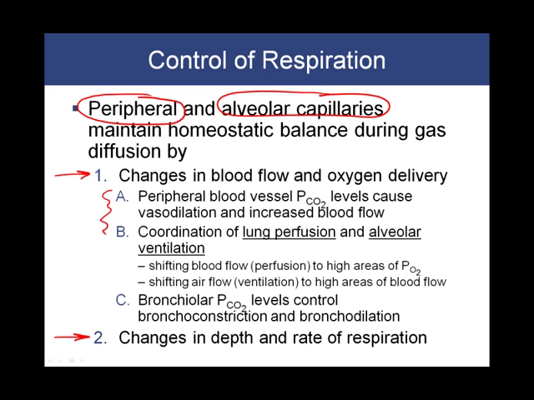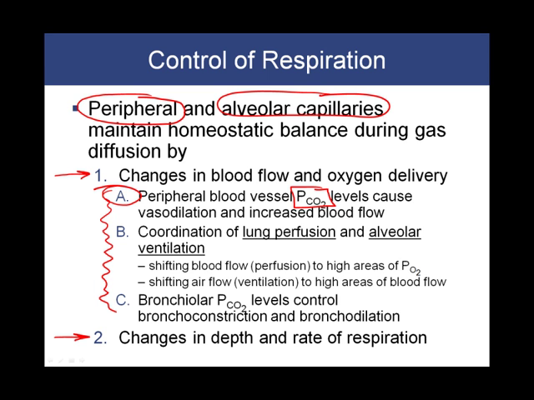So these three areas involve local control, or local changes being made, in order to maintain the homeostatic balance of oxygen and carbon dioxide. So, A right here, peripheral blood vessel carbon dioxide levels, partial pressure of carbon dioxide, cause vasodilation and increased blood flow. Remember, vasodilation means opening up of a blood vessel, and that's going to cause increased blood flow, which means more oxygen being delivered. So that's one way.